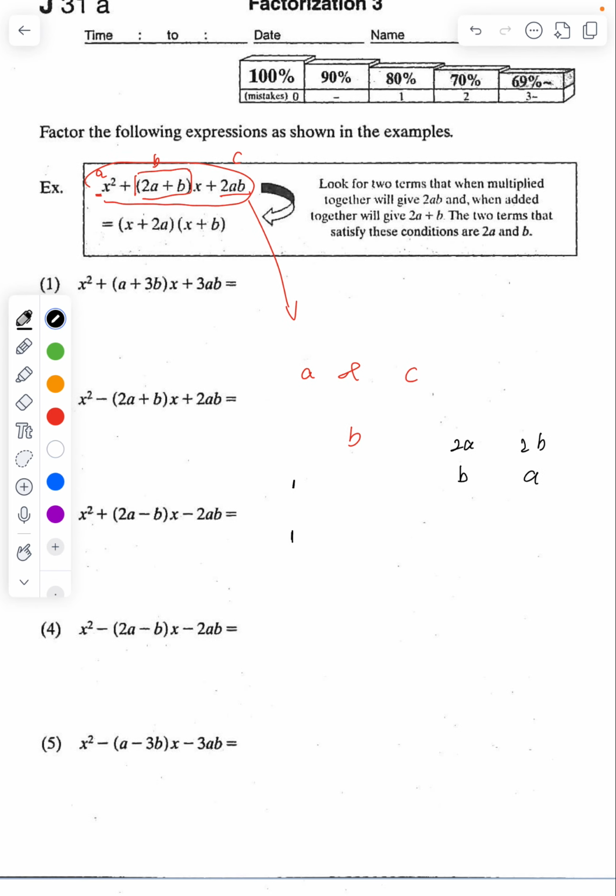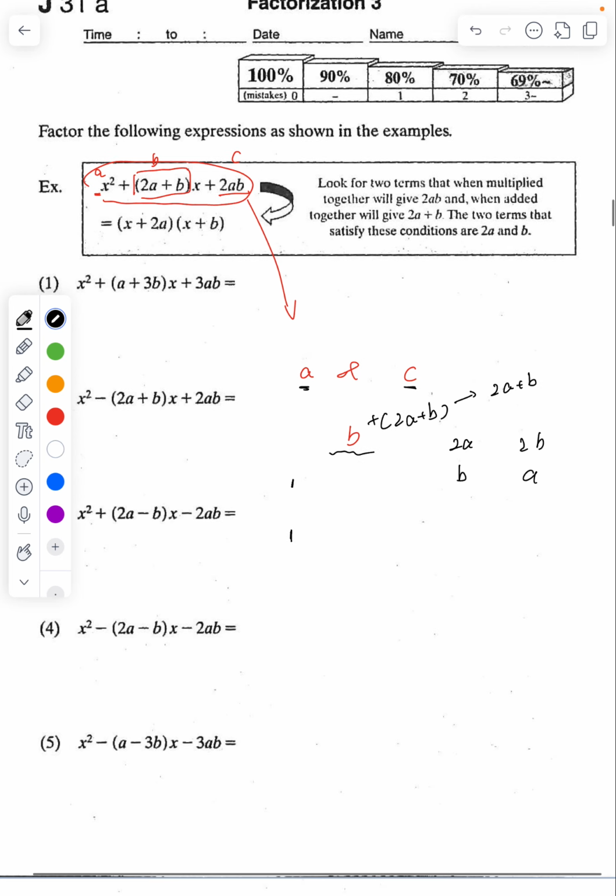So let's see what we have as the b here. We have the bracket 2a plus b. Always remember to include the sign as well, because this is really just 2a plus b when you open the bracket. So our goal is the combination of the factors of a and the combination of the factors of c. When we split it out, we should get 2a plus b. So we split out c as 2a and b, or 2b and a. Let's try 2a and b.